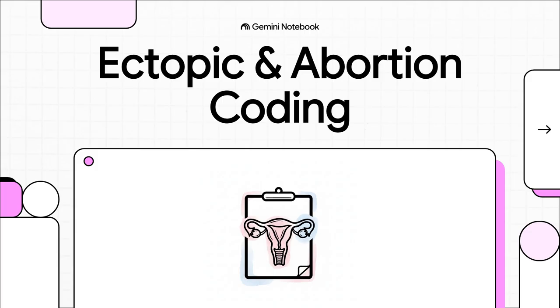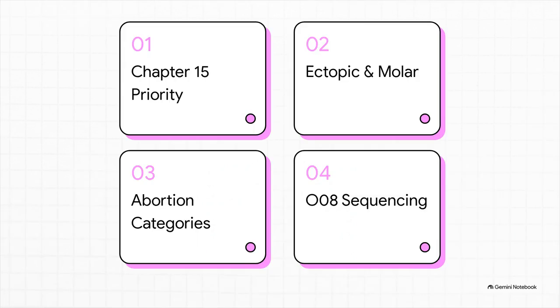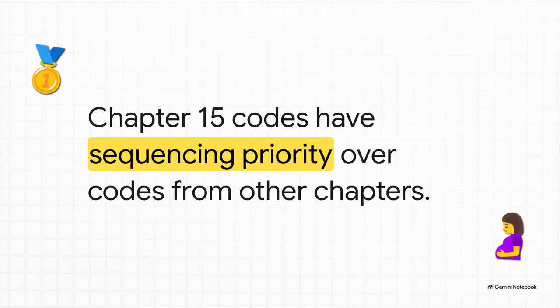Let's get into it. Here is our quick roadmap for today. We'll start with Chapter 15 Priority, move into ectopic and molar pregnancies, break down the abortion categories, and finish up with O08 sequencing. Okay, first things first, we absolutely must establish supremacy here.